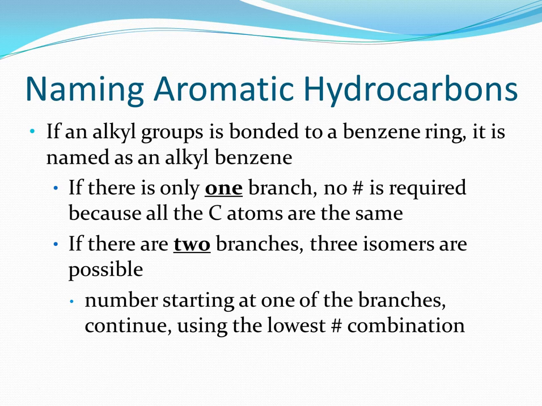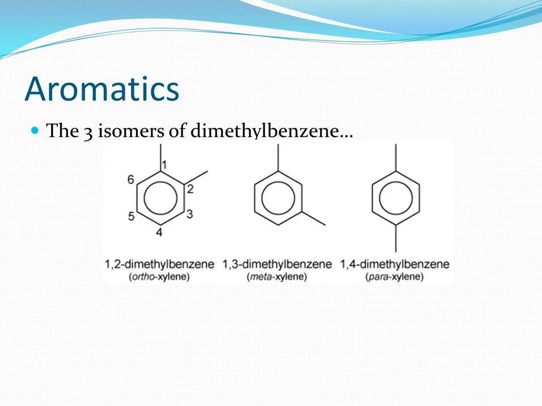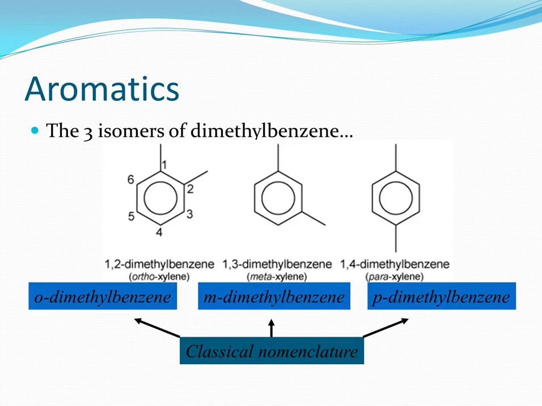If an alkyl group is bonded to a benzene ring, we name it an alkylbenzene. If there is only one branch, no number is required. If there are 2 branches, then there are special names for the orientations of the branches. Here are the 3 isomers of dimethylbenzene. We name them with an o, an m, or a p in front of the name dimethylbenzene.